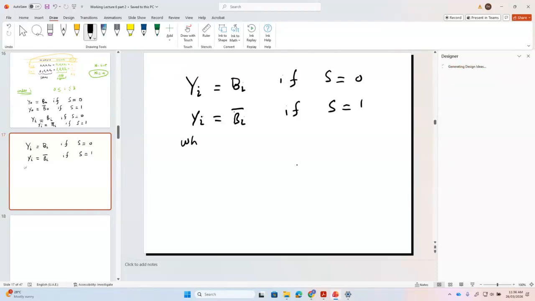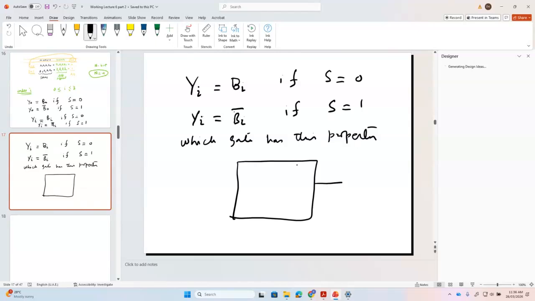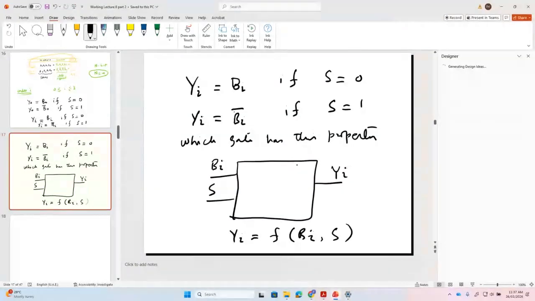Which gate has this property? Not gate. No, the inverter. Can you see now? Look at the block diagram now. It means that now yi depends on two signals. What are those signals? So yi now depends on bi and what? S. So yi is now a function of bi and s. Am I right or not?